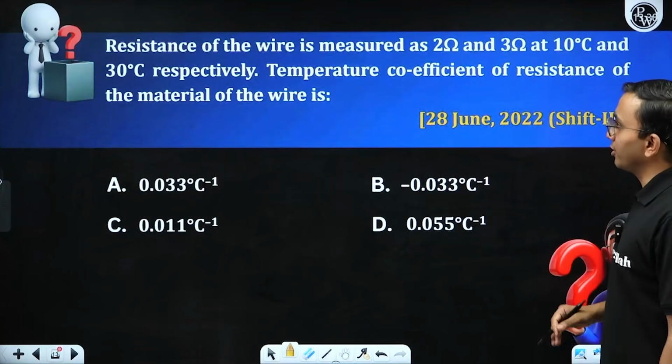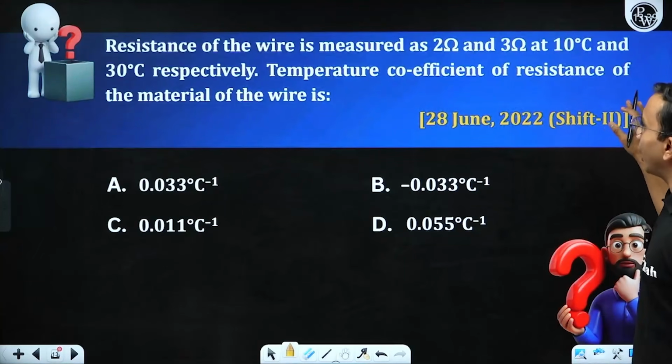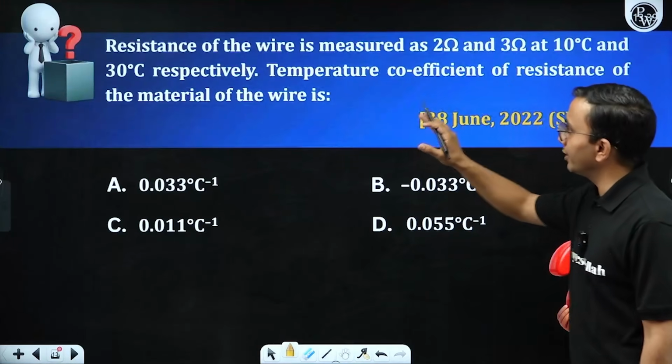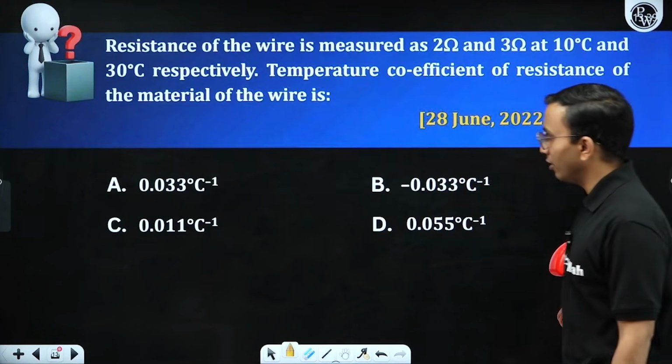Let us solve this question. The resistance of a wire is measured as 2 ohm and 3 ohm at 10 degrees Celsius and 30 degrees Celsius. The temperature coefficient of resistance of the material of the wire is?